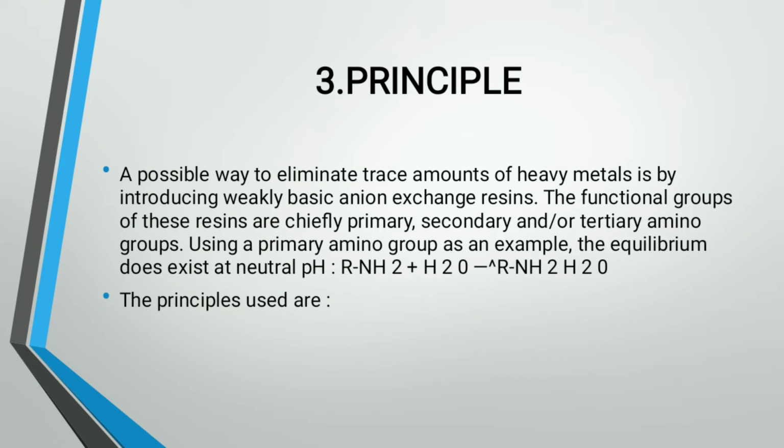Principle. A possible way to eliminate trace amounts of heavy metals is by introducing weakly basic anion exchange resins. The functional groups of these resins are chiefly primary, secondary and tertiary amino groups. Using a primary amino group as an example, the equilibrium does exist at neutral pH.